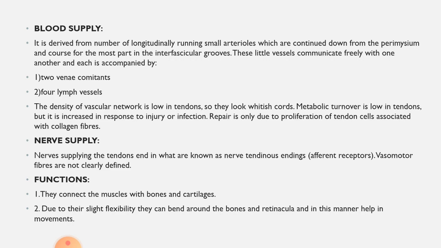Nerve supply is through the efferent receptors that are known as the nerve endings of the tendons, but the vasomotor fibers are not clearly defined. Vasomotor fibers are basically part of the autonomic nervous system, and they are responsible for the vasodilatation and vasoconstriction of the vessel walls.